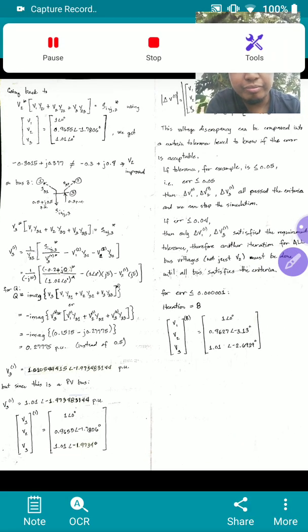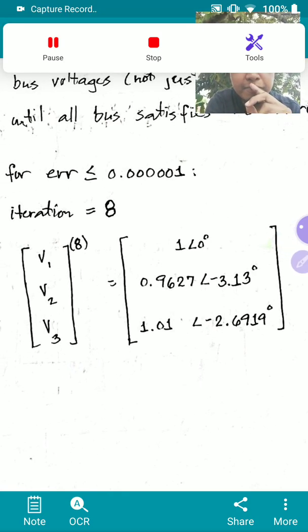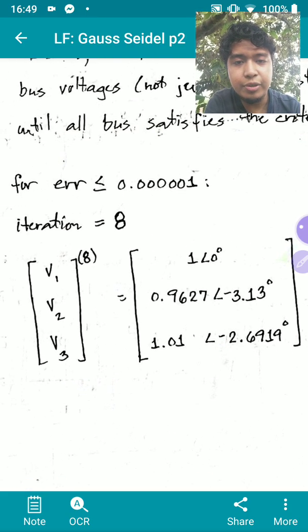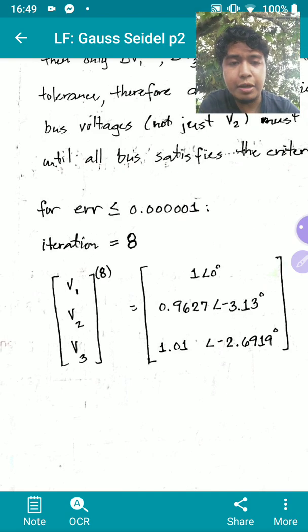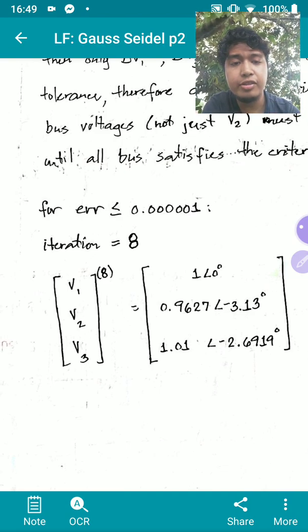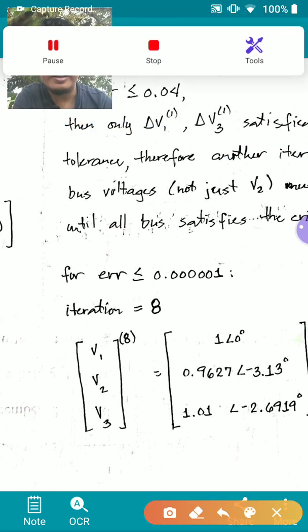Okay, but the voltages are the solution for the power flow, for those power injections. Okay, so I guess that's it for Gauss-Seidel.